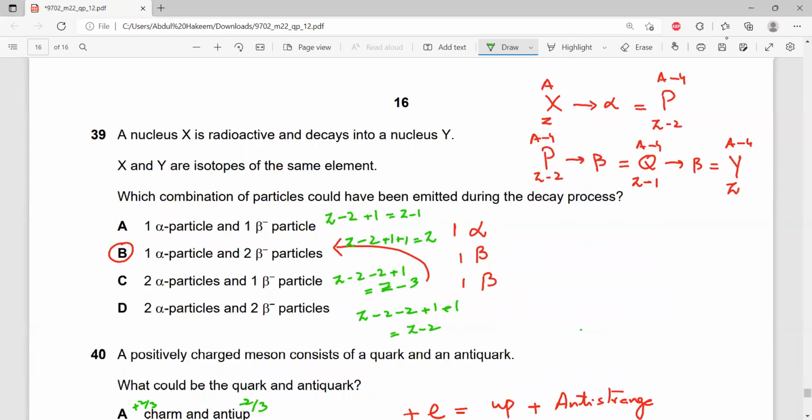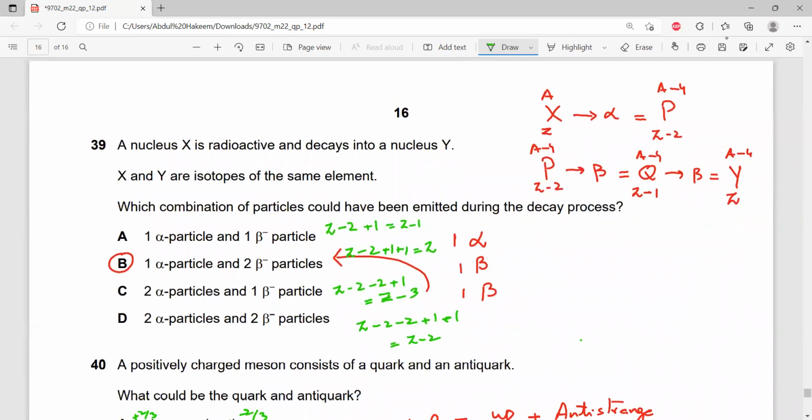Next, a nucleus X is radioactive and decays into a nucleus Y. X and Y are isotopes of the same element. Isotope means they have the same number of protons. So suppose the proton number is Z, then the proton number for Y is also Z. Which combination of particles could have been emitted during the decay process?